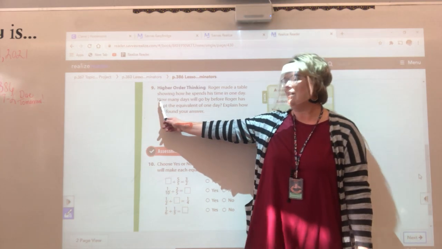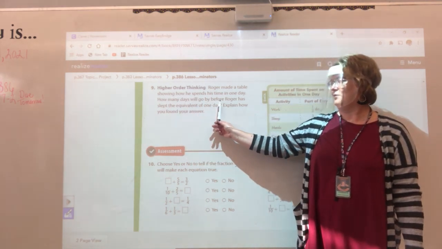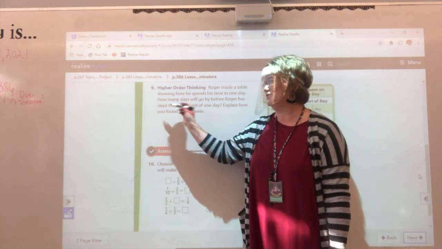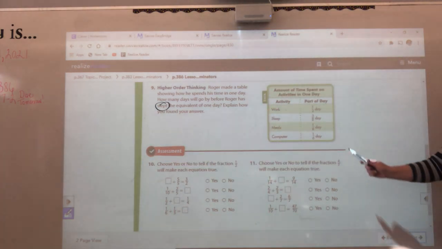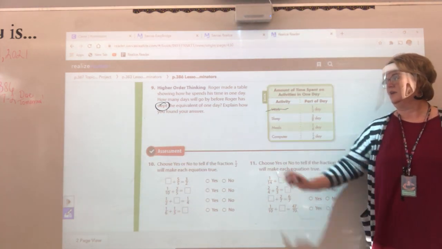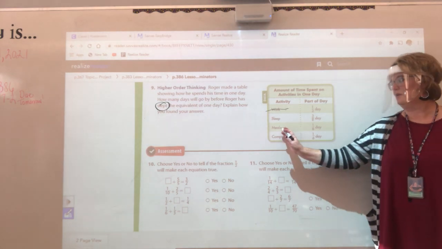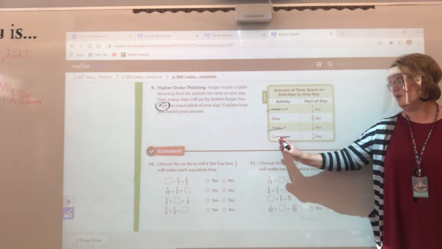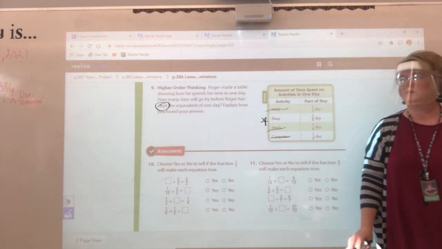Find your pencil on how. How many days will go by before Roger has, what does that word say? Slept. You should circle that. So are we looking at how much he worked? No. Mark it out. Are we looking at how much he ate? No. Mark it out. Are we looking at how much he worked on his computer? No. We're only working on how much he slept.